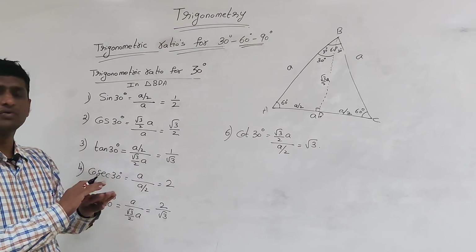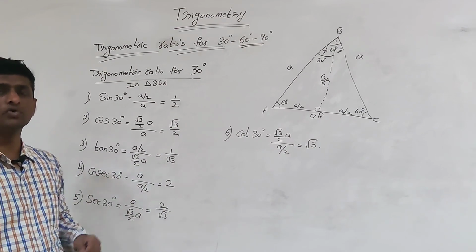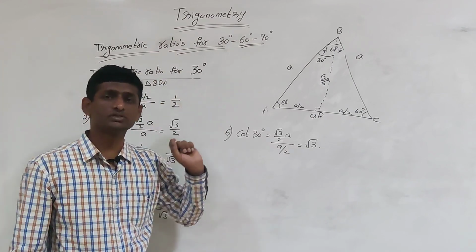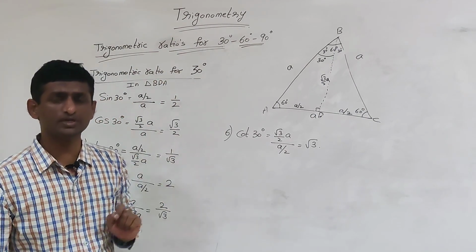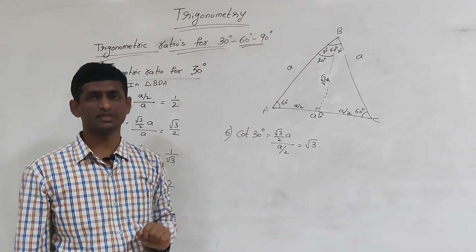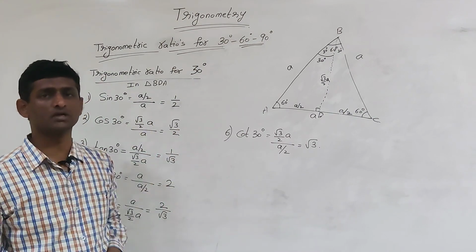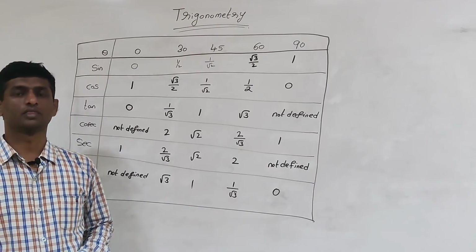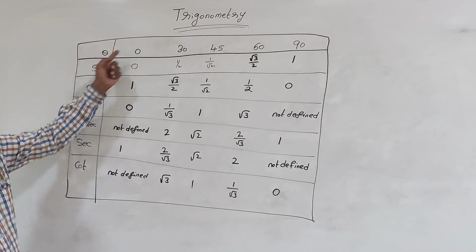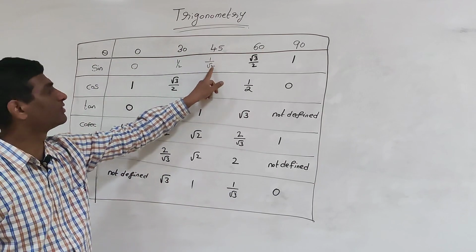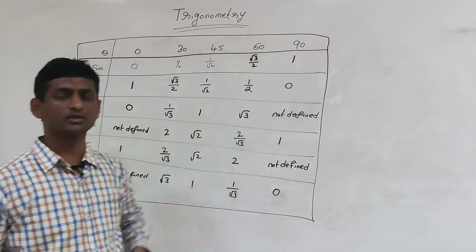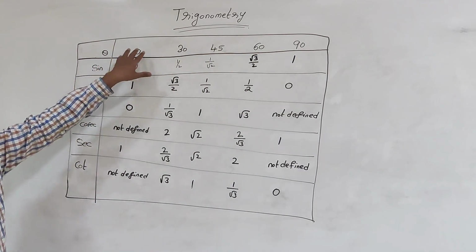Now we will display a tabular column for whatever we have discussed so far. We have discussed the trigonometric ratios for 0 degrees, 30 degrees, 60 degrees, 45 degrees as well as 90. We will have in brief: sin 0 is 0, sin 30 is 1 by 2, sin 45 is 1 by root 2, sin 60 is root 3 by 2, sin 90 is 1. These are the trigonometric ratios for sine in all angles.